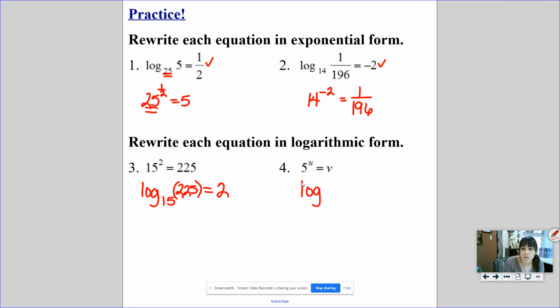This one's a bit harder because there's different letters instead of numbers, but same idea. So the thing holding the exponent is the base of the logarithm. The exponent goes on the outside here. And then the number on the outside goes to the inside.